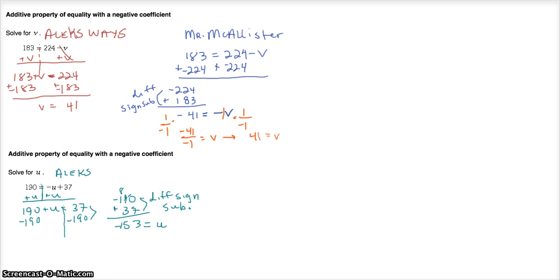Alright, now let's go look at it Mr. McAllister's way. Again, I don't really mind which way you guys do. I just want you to pick a way and stay consistent. And I only show you the second way because it's consistent with how we're solving our other problems in class. Okay, we're going to subtract 37.